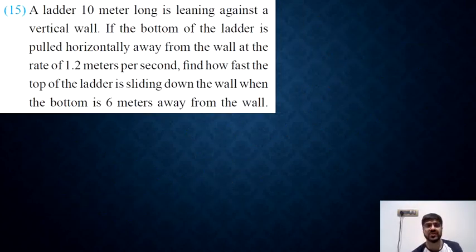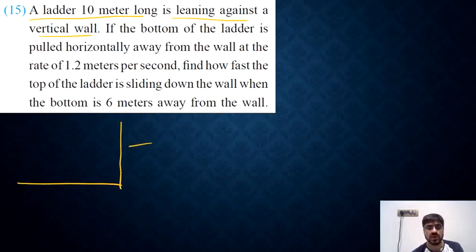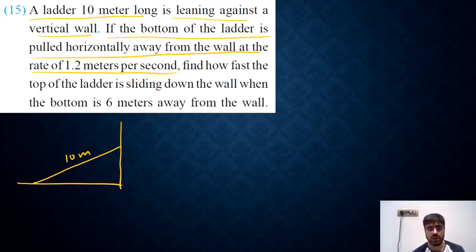With that we go ahead with the 15th one. A ladder 10 meter long is leaning against a vertical wall. So that's the vertical wall, that's the ground, and a ladder is here, which is 10 meters long, leaning against a vertical wall. If the bottom of the ladder is pulled horizontally away from the wall at a rate of 1.2 meter per second, let us say that this length is x, and let us say that this length is y.